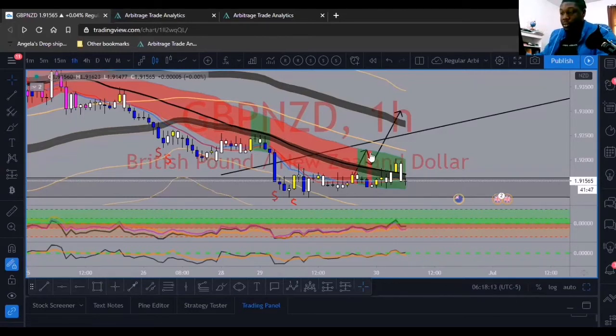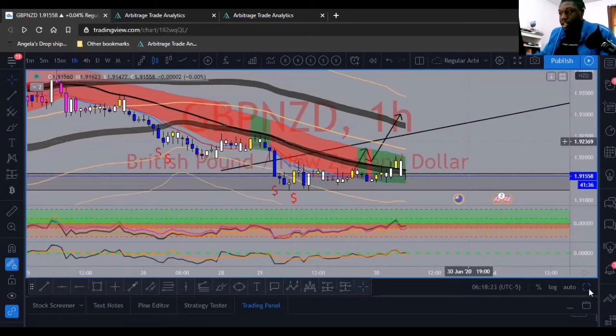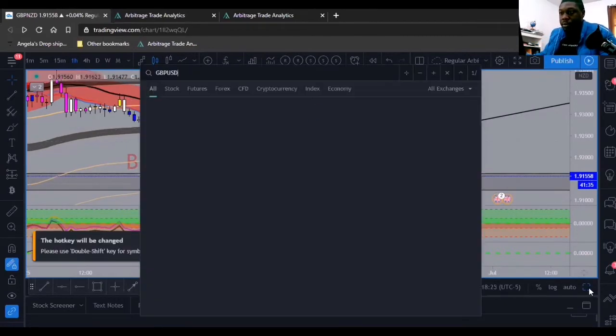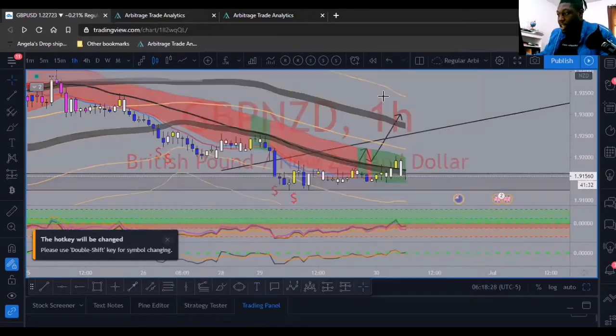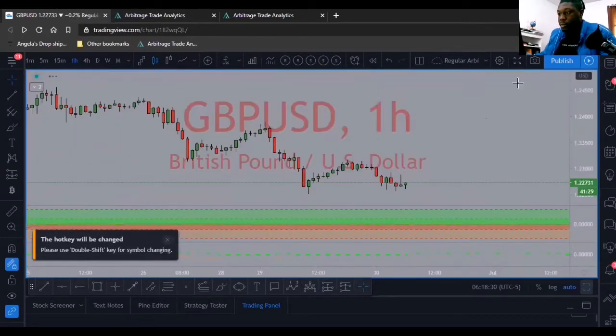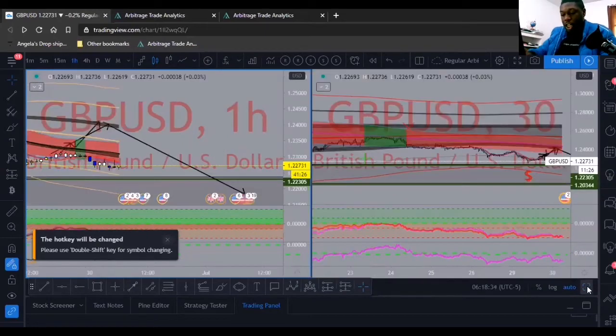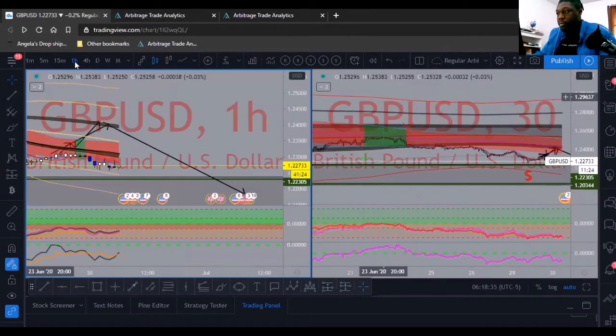All right. If there's any other pairs that you want me to take a look at, I have no problem with that. I'm going to start at the top of the list with GPUSD. And I'm going to go ahead and look at this on the 5 minute chart first. Might be making a double bottom. I actually like this. Oh, it's already on here.